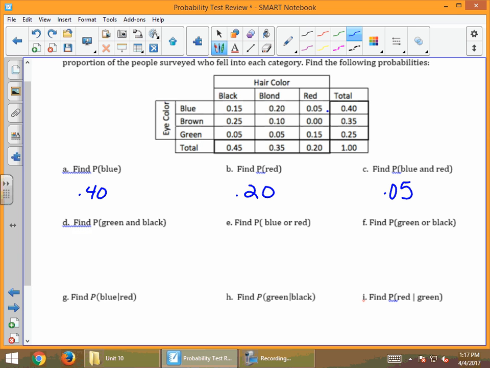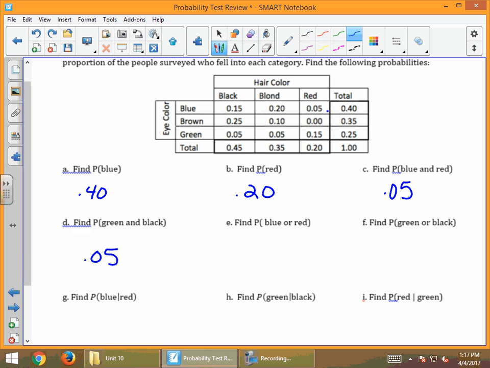Questions over those first three? For find the probability of green and black, same thing for C. You just go to green eyes, black hair, go to where they intersect in the table. What's the probability of green eyes and black hair? 0.05.